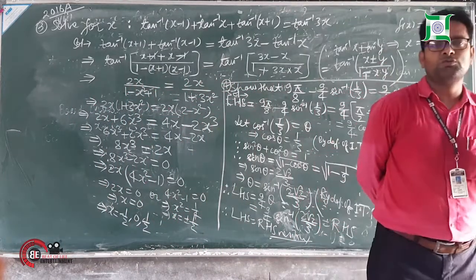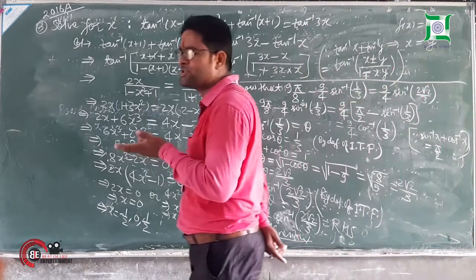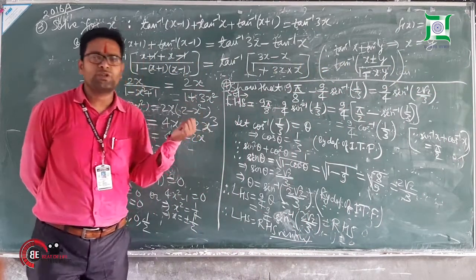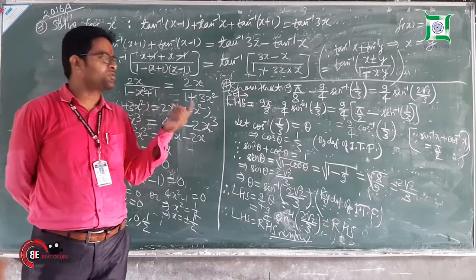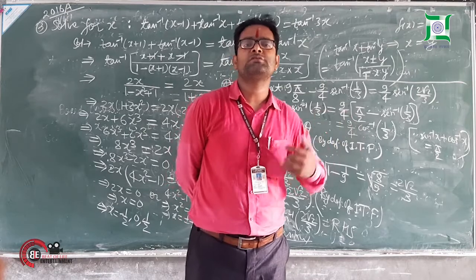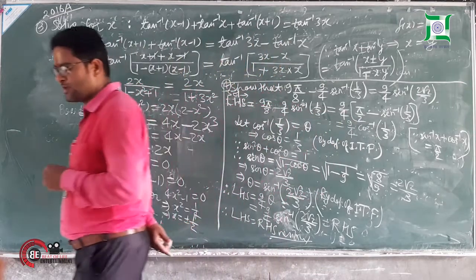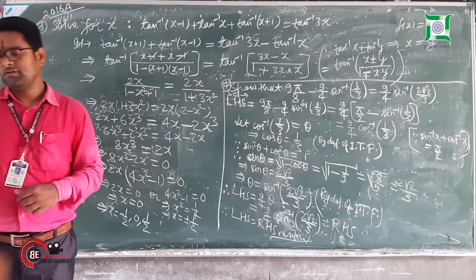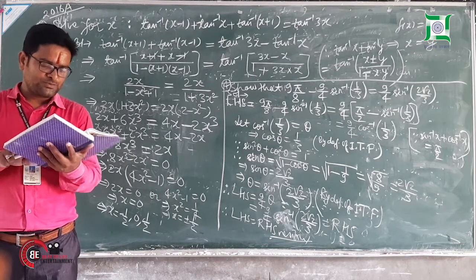Previously I have discussed two more questions based upon principal value branch, and I have shown you with the help of identities how you can do that with the help of inverse trigonometric functions properties. Now let us see another question based upon that.